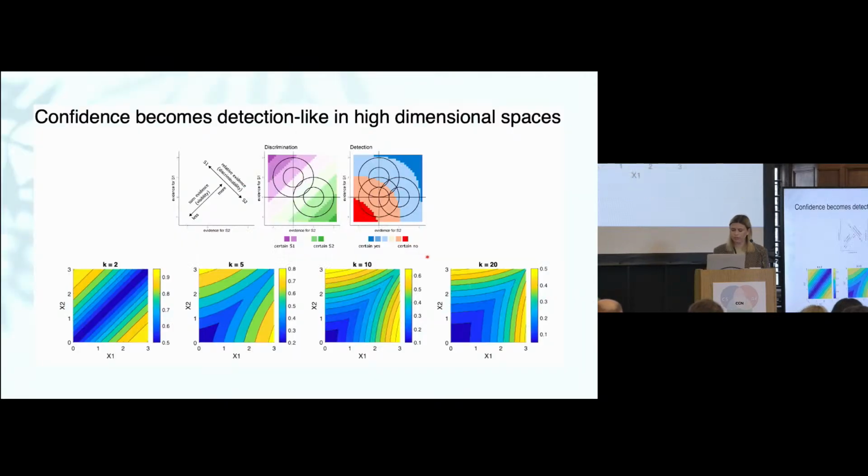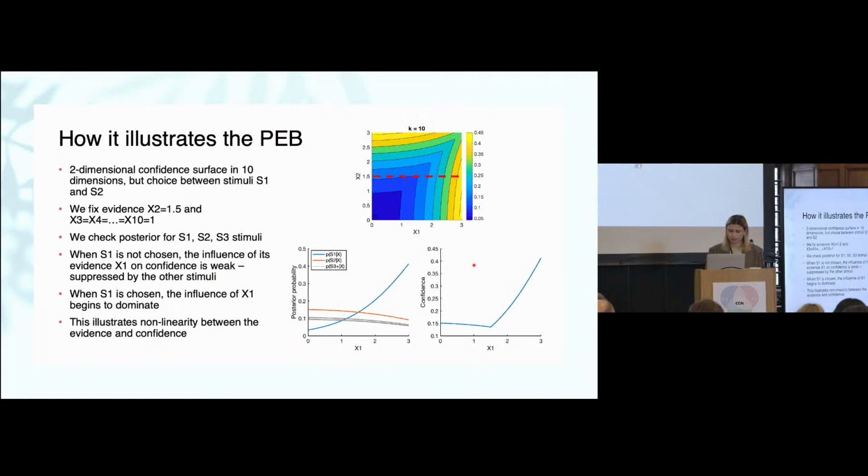And this is just to clarify the resemblance of a high-dimensional discrimination surface. So this discrimination looks like this. And when we increase dimensionality, it begins to look detection-like. As you may remember, positive evidence bias is congruent with this detection-like function. So what we thought to be a suboptimal bias in discrimination confidence may in fact be explained by subjects computing optimal confidence in higher dimensional space. So this is how we can illustrate the positive evidence bias with these plots.